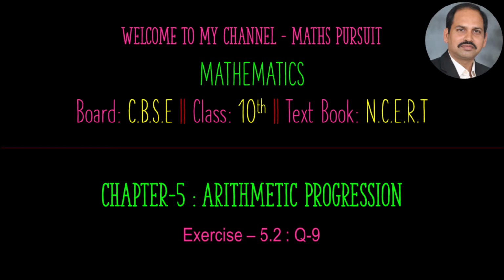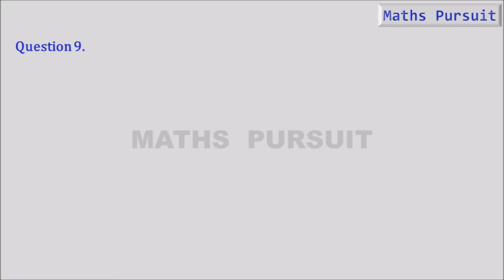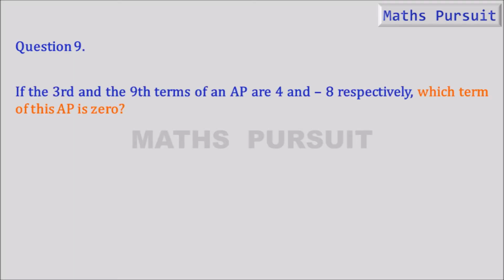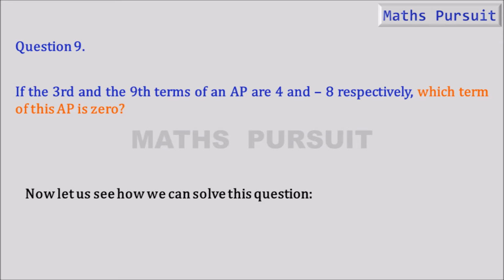Today we are going to look into exercise 5.2 question 9 from chapter 5 called arithmetic progression. So let's see what exactly is given in question number 9. Now coming to question number 9, it is given that if the third and the ninth terms of an AP are 4 and minus 8 respectively, which term of this AP is 0? Now let's see how we can solve this question.